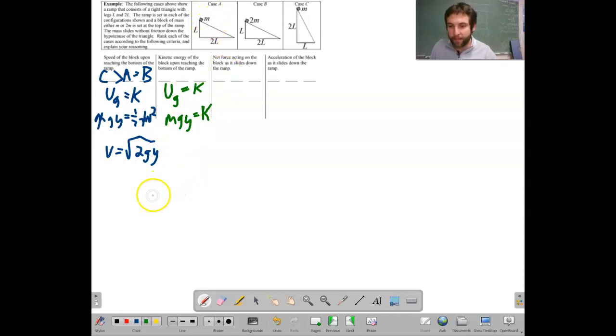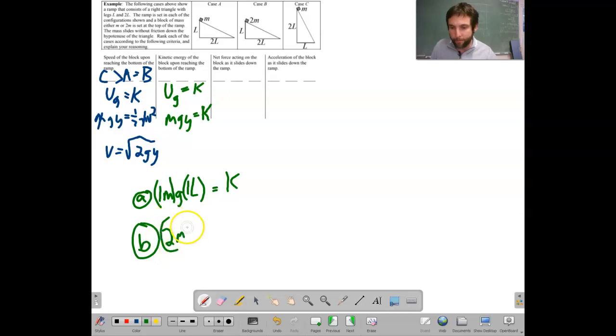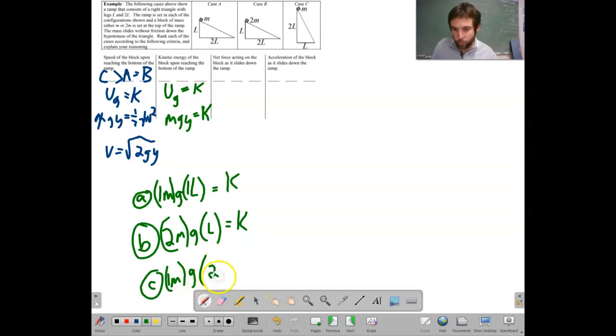So what happens? Case A, I'm going to bring it down here. A, m is m, so that's basically just 1m times g, times, let's keep this, h in this case is L. 1 times this is going to be equal to KA. Next one, we have 2m times g times L. That's going to equal KB. And then for C, we have 1m times g times 2L.